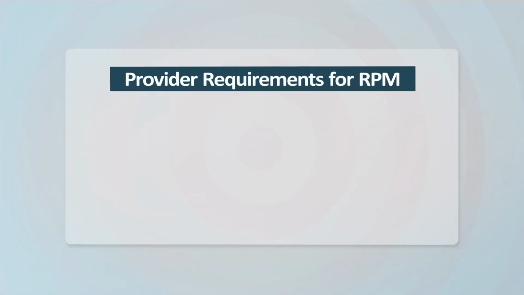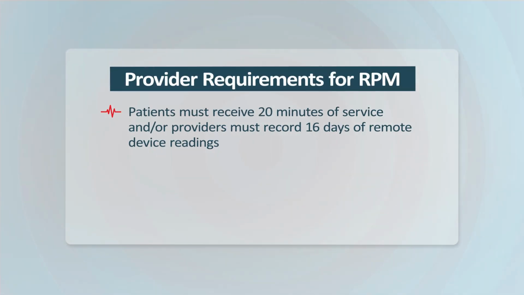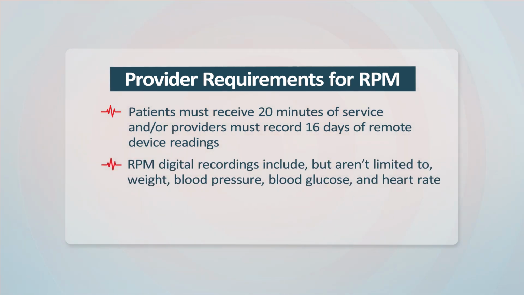Now that we know more about remote patient monitoring, let's discuss the rules and requirements associated with it. On a monthly basis, patients must receive at least 20 minutes of service and/or providers must record 16 days of medical device readings to qualify for reimbursement. RPM digital readings can include weight, blood pressure, blood glucose, and heart rate.